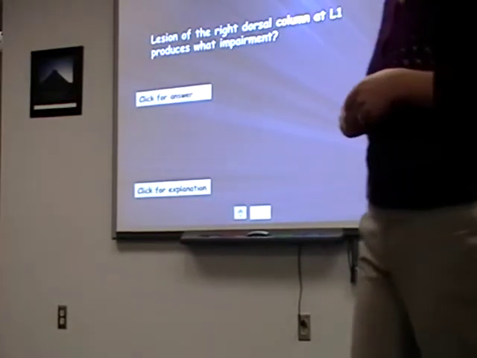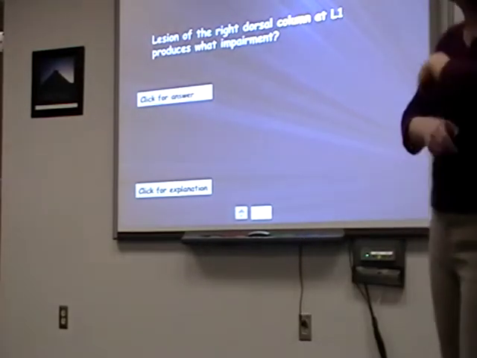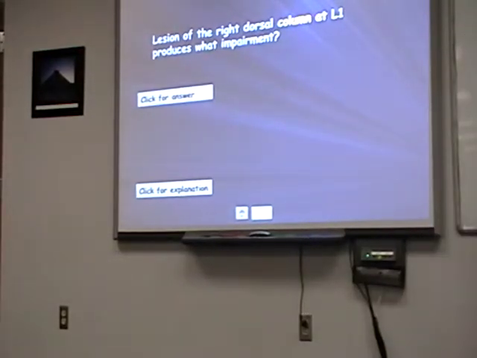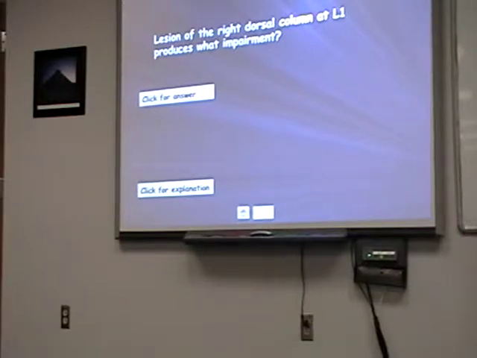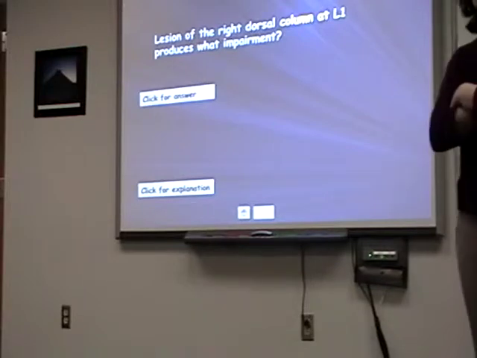All right. So we'll give you a couple minutes. You can do it in groups of three or four. Lesion of the right dorsal column at L1 would lead to what impairment? You don't have to tell me exactly the muscles. You can give me a general picture.